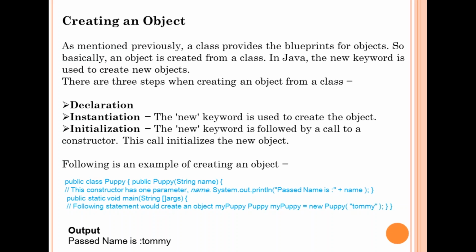Declaration: a variable declaration with a variable name with an object type. Instantiation: the new keyword is used to create the object. Initialization: the new keyword is followed by a call to a constructor. This call initializes the new object. Following is an example of creating objects.